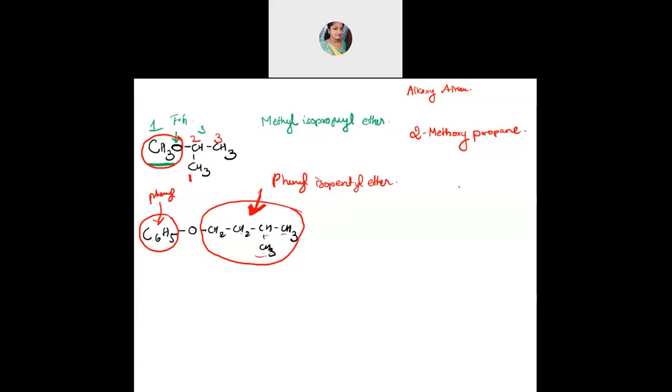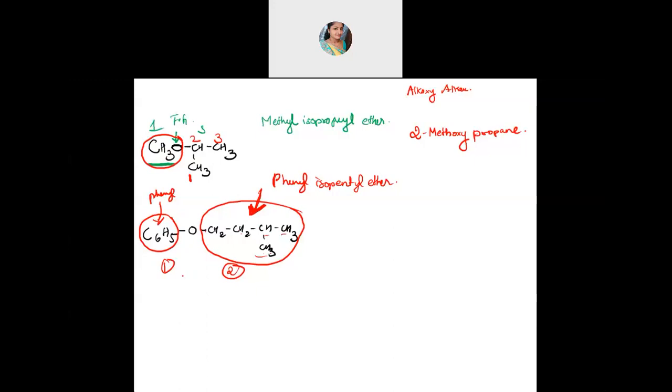Okay. Now come to this. The IUPAC name of this compound. When you are naming the IUPAC, who will be the parent? The one which has the larger number of carbons will be the parent. So can you tell me which will be the parent? The first one or the second one?